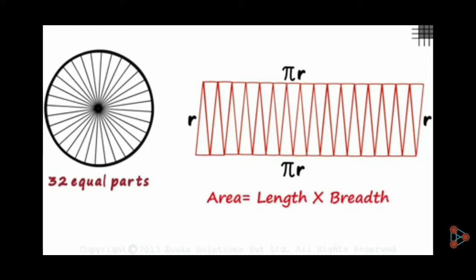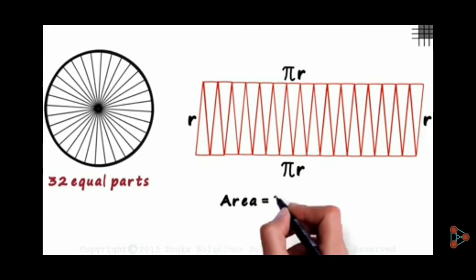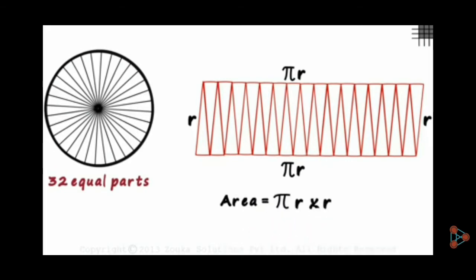Since the area of the rectangle is length multiplied by breadth, in this case it will be pi r multiplied by r. And that gives us pi r squared. That's how we get the area of a circle as pi r squared.